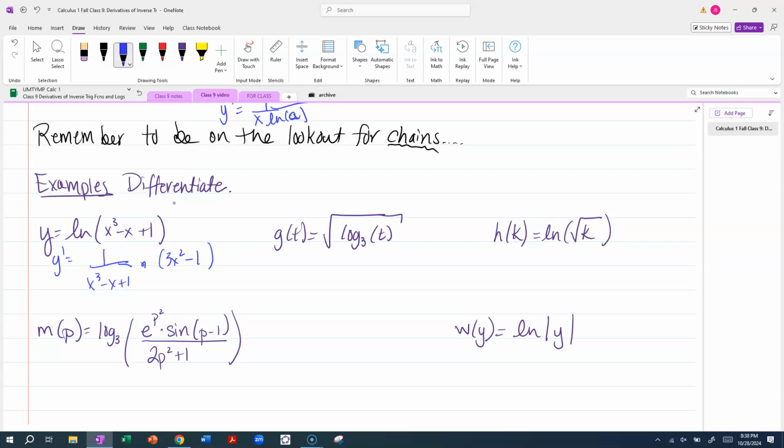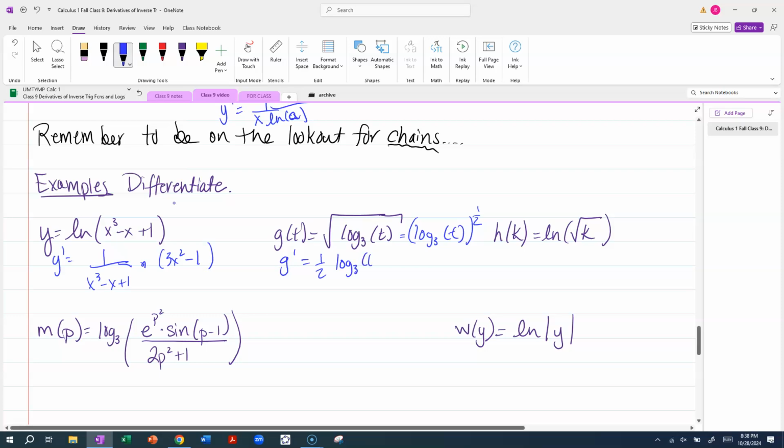Next one. This is the same as saying log base 3 of t all to the 1/2 power. So when I do g prime, this is going to be equal to 1/2 log base 3 of t all to the negative 1/2 power, and then times the derivative of the interior, which would be 1 over t ln of 3. This is a non-base e logarithm, and then multiplied by the derivative of the inside, which is just 1. So I'm done.